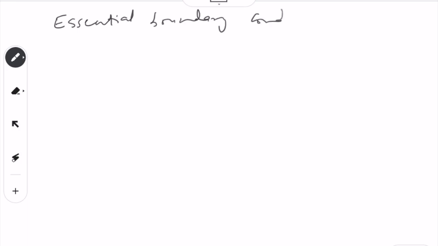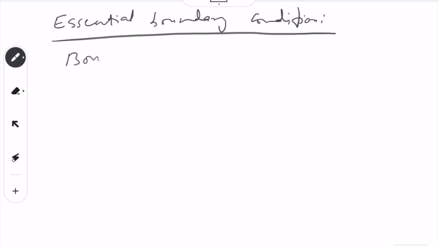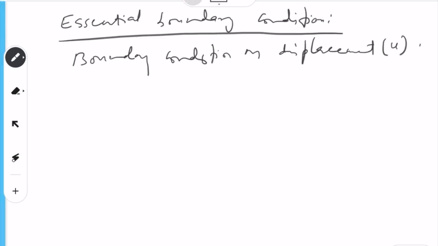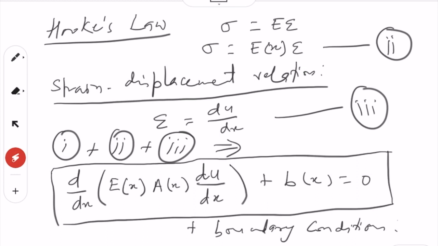Essential boundary condition, right. This means that if you have a boundary condition, in this case, on displacement u. So, if your equation has a term where you are differentiating u with respect to x, you must have a boundary condition on u, and this is essential.